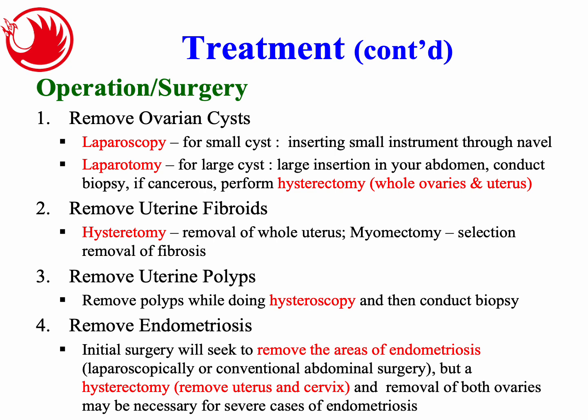So third, remove uterine polyps. Polyps are actually removed during a hysteroscopy, and then they do a biopsy. And remove endometriosis. Remove the area of endometriosis either through laparoscopy or through a conventional abdominal surgery.